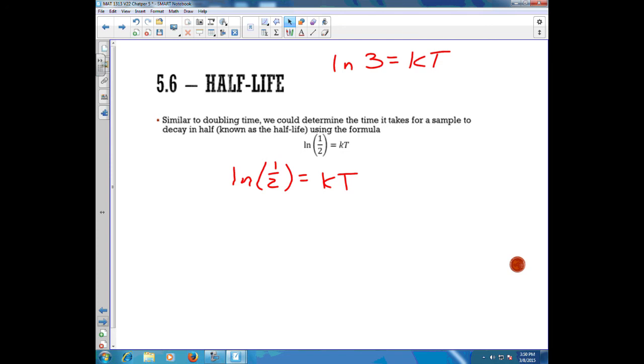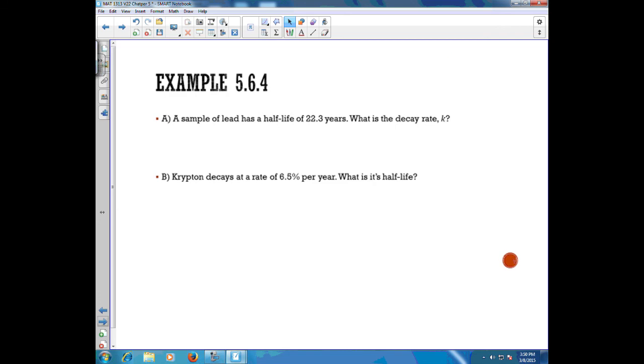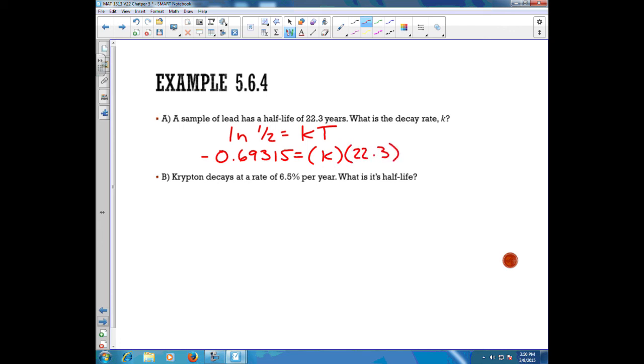So, let's practice a few with half-life. A sample of lead has a half-life of 22.3 years, so that's the amount of time. We want to know the decay rate. Well, we know the natural log of 1/2 is equal to k times t. And the natural log of 1/2 is minus 0.63915. And that's going to be equal to k times 22.3, because our half-life is now t.